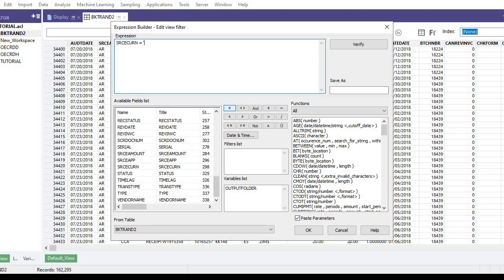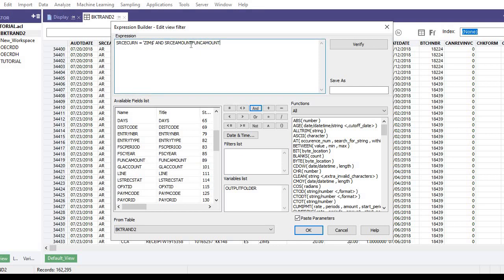I want all Zim dollar based transactions, right? I close quote here. And another parameter is where the source currency amount and the functional currency amount are the same. So let's equate these two and see what happens. Oh, sorry, I forgot to put the equal sign here, like that.